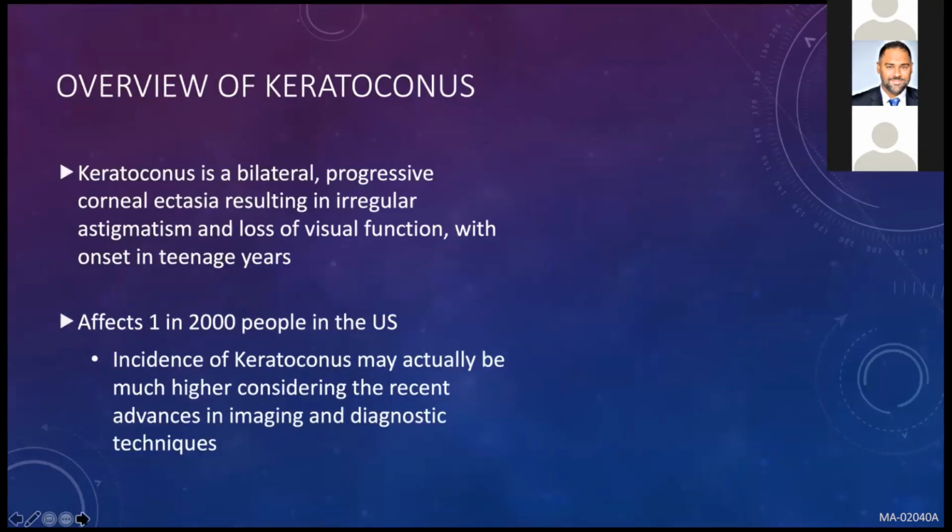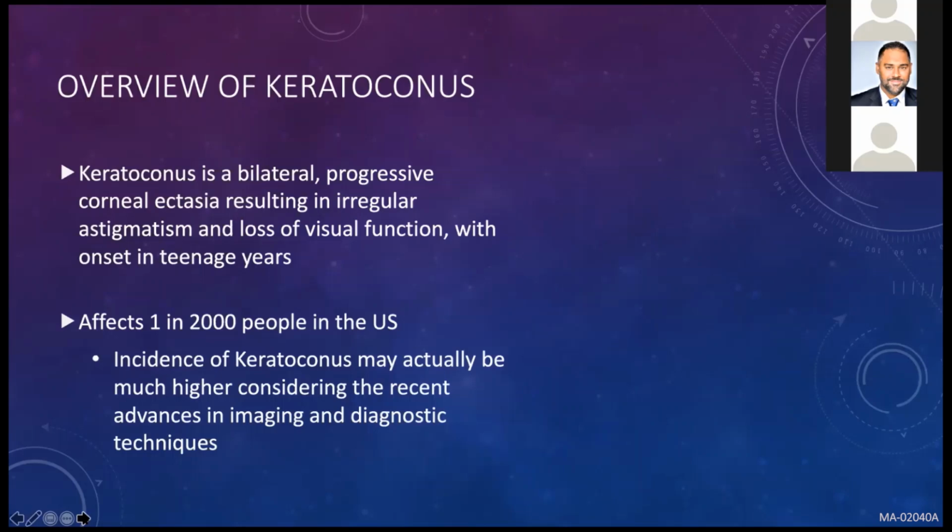An overview of keratoconus, something we've all studied quite a bit. Keratoconus is a bilateral progressive corneal ectasia, which results in an irregular astigmatism and progressive loss of visual function, usually with an onset in the teenage years or adolescence. It affects about 1 out of every 2,000 people in the US to some degree. The incidence of keratoconus might actually be higher than that, considering the recent advances in imaging and diagnostic techniques, specifically in the last few years.